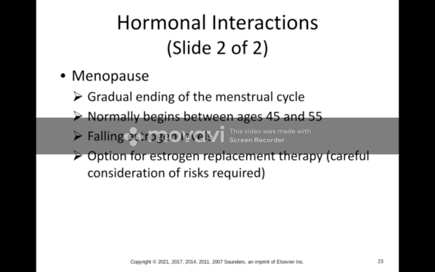Menopause is the gradual ending of the menstrual cycle. It normally begins between ages 45 and 55. It's characterized by falling estrogen levels. And there is an option for estrogen replacement therapy, also referred to as hormone replacement therapy, HRT, but there are definitely risks to these therapies, so careful consideration should definitely be required.